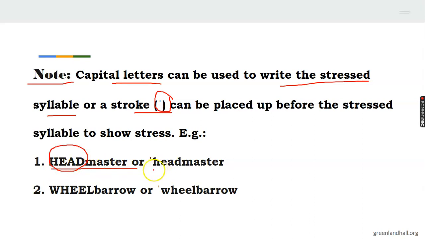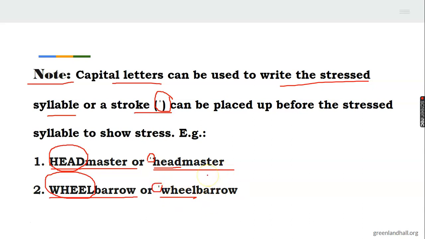On the other hand, if you look at headmaster here, we use a stroke right before the stressed syllable. Remember, we said a stroke can be placed up before the stressed syllable. The syllable that is being stressed in headmaster is head, and so we place the stroke right before the syllable. Look at another example: wheelbarrow. Our stress is on wheel, and the same thing applies here. We use the stroke here.